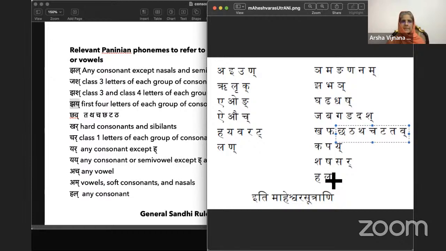And khar we saw. What is khar? Khar is all hard consonants and sibilants together. Okay? And here is one. Char we already saw. Class 1 letters of each group. Where is char? Here, and all the way to here. And then yar. What is yar?